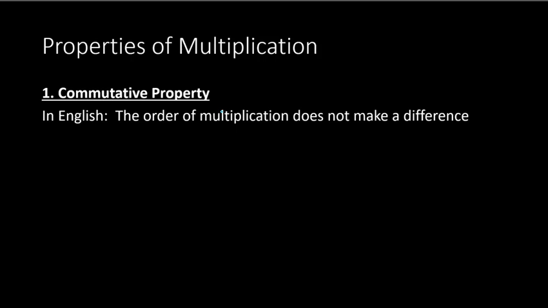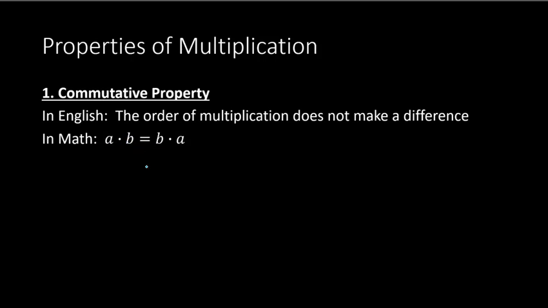Now let's talk about the properties of multiplication. The properties of multiplication are very similar to the properties of addition, and many of these properties are the same. The first one is the commutative property, which we also had for addition. So for addition, we learned that the commutative property said that we could switch the order of the numbers when adding. Same thing with multiplication. This property says that the order of the multiplication does not make a difference. So in math notation, we can say A times B equals B times A.